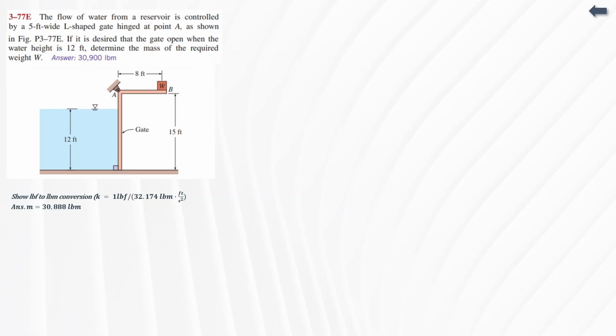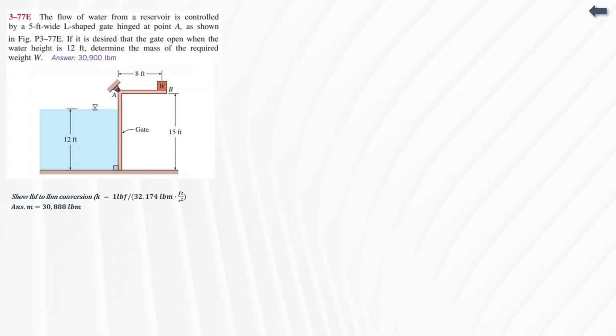And then finally, we have this last problem. The flow of water from a reservoir is controlled by a 5 feet wide and L-shaped gate hinged at point A, as shown in the figure below. If it is desired that the gate open when the water height is 12 feet, determine the mass of the required weight W.